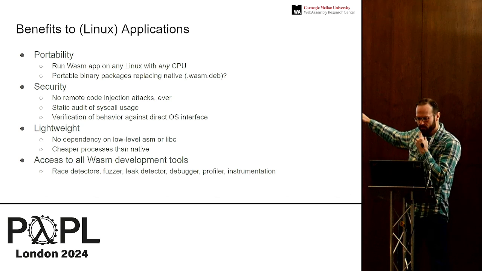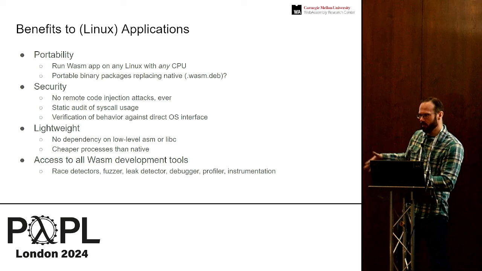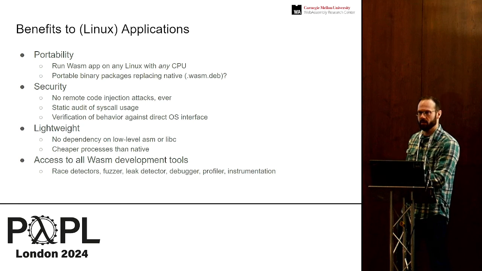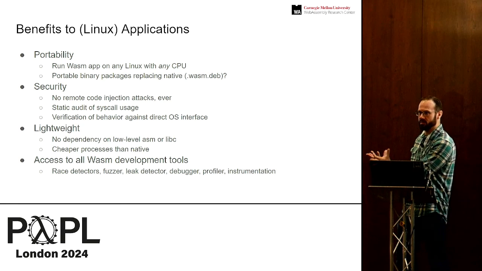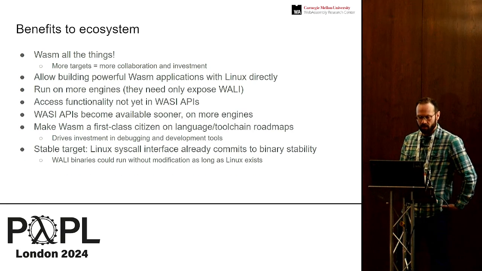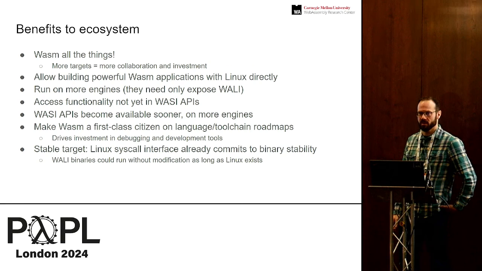And of course, WASM is not the world's best development platform as it is today, but eventually it'll get better, and as it gets better, it means that all of these Linux applications will get access to all the WASM tools, so fuzzers and race detection and all that. I think it'll be better for the ecosystem, so we can WASM even more things, so more targets, meaning more collaboration and investment, so we're no longer just a niche technology. And we can build WASM applications in Linux directly.